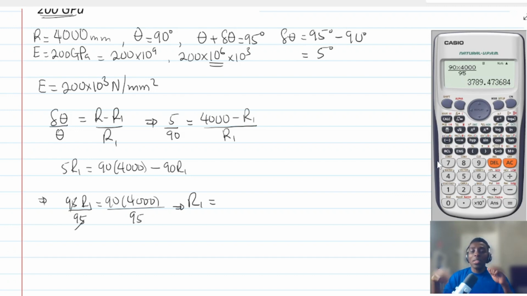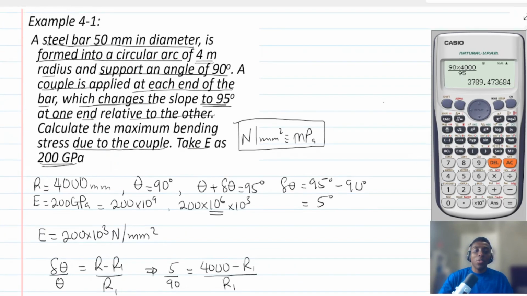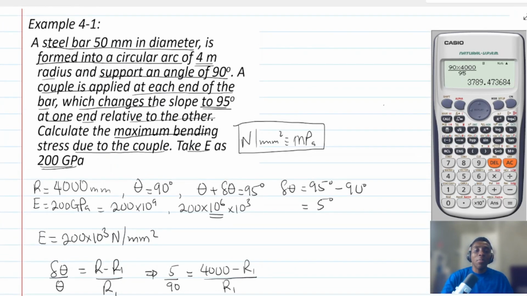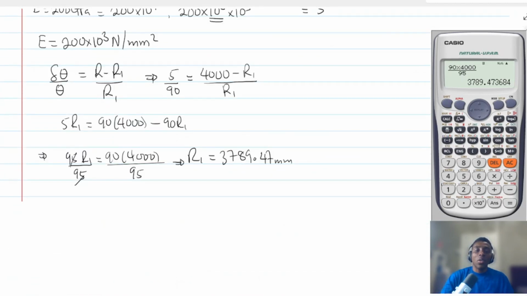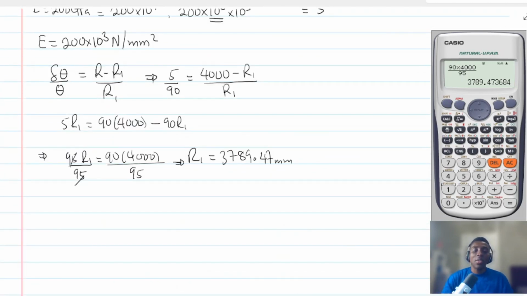So basically what happens is that as you bend in, the radius decreases, but then the angle increases. So that's essentially what's happening. So we have 3,789, let's say 0.47 millimeters. So that's the new radius, but we are not after the radius. The question said we should calculate the bending stress. So we are not necessarily after the radius, but we are after the bending stress.